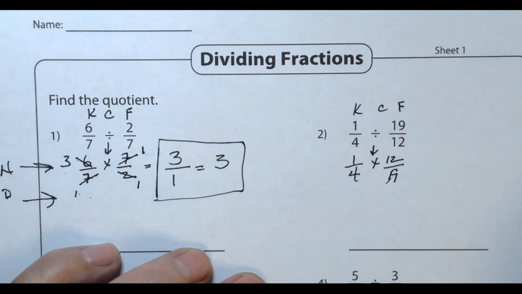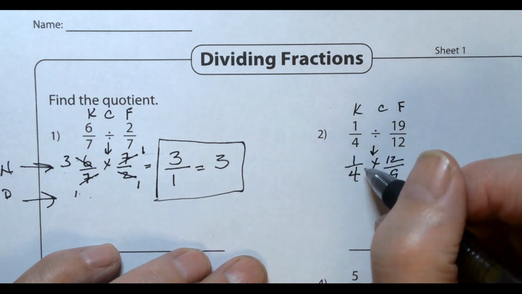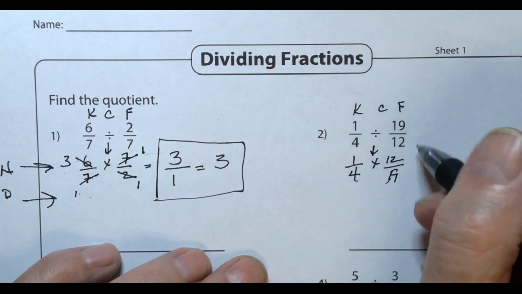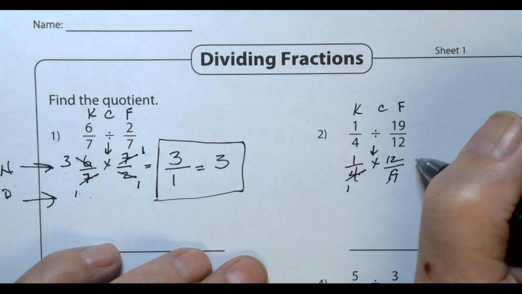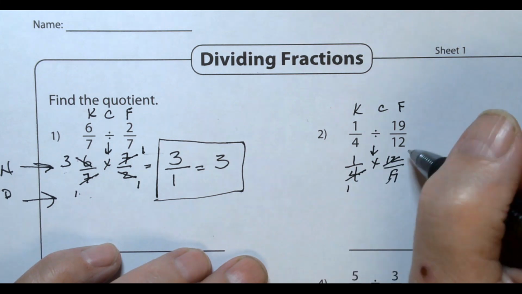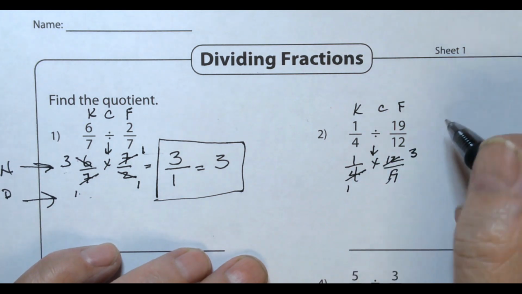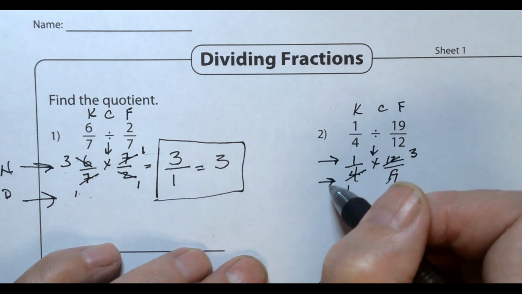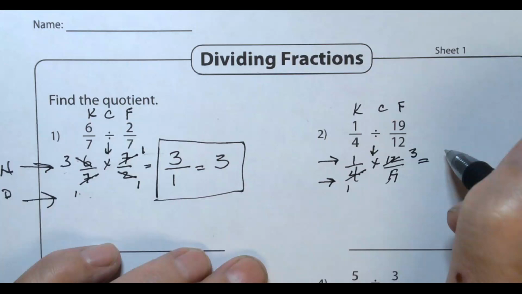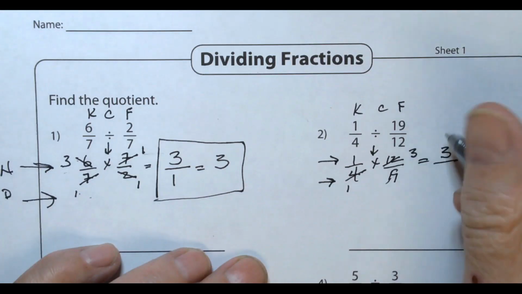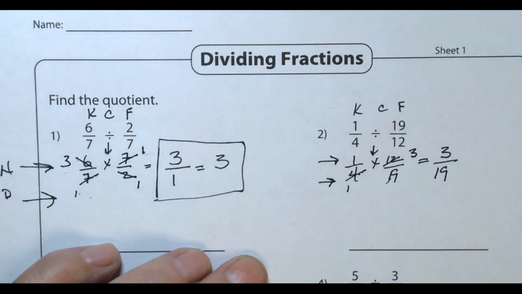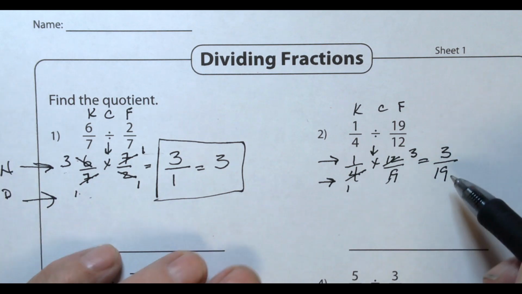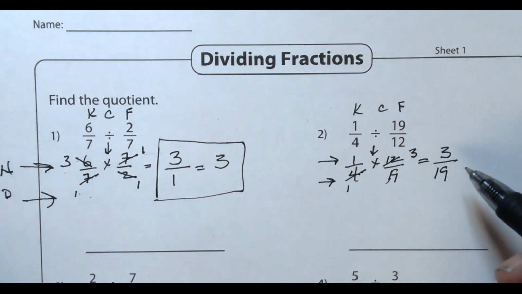Now I'm going to see if I can cross cancel. I can't do anything with 1 and 19, but 4 does go into 12. So 4 goes into 4 once, 4 goes into 12 3 times. So now I'm just going to do my regular multiplication. So 1 times 3 is 3, and 1 times 19 is 19. Okay, and now I see if I can simplify that. It is a proper fraction.